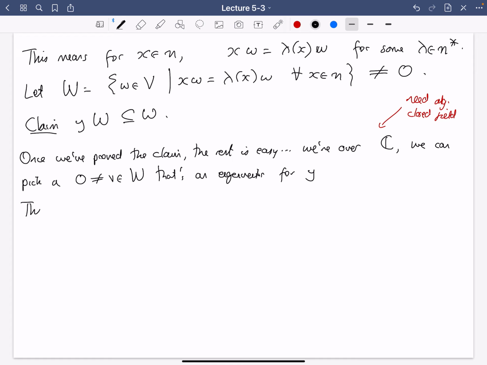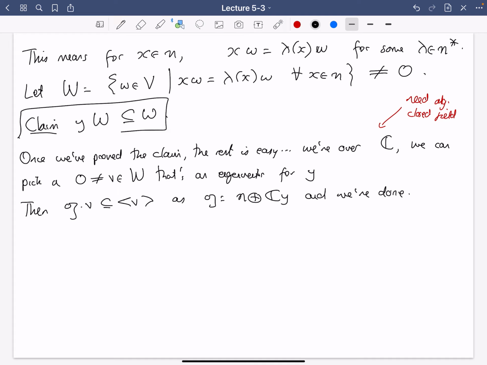And then the line spanned by v is invariant under the action of Y, and it's invariant under the action of n, so it's actually invariant under g, capital G, German g. g v lies in the span of v as g is n direct sum C y. And we're done. Okay, so it's all reduced now to this claim.